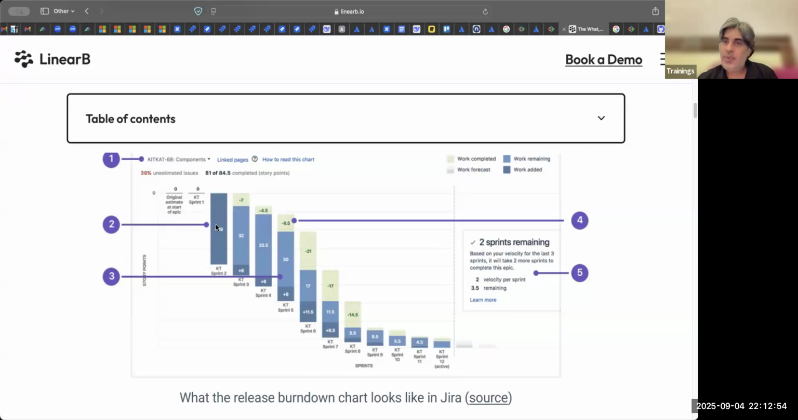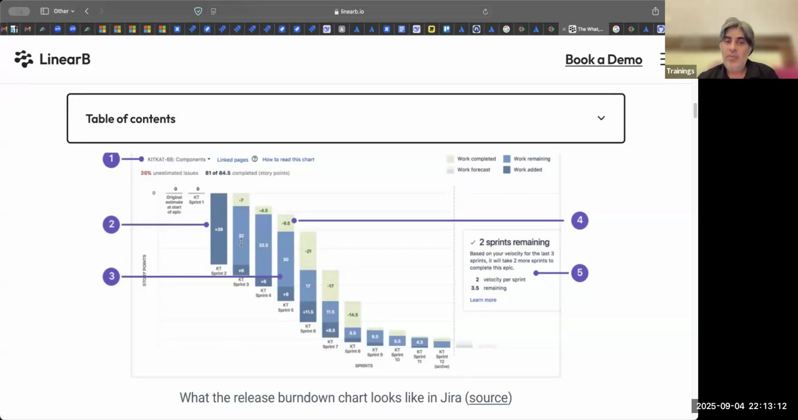This is not on a sprint level. I am not talking about how much work is done in this sprint. This is just that we added 39 points of work to our release. We said we are going to do 39 points of stories in this release, which is a 12-week release.